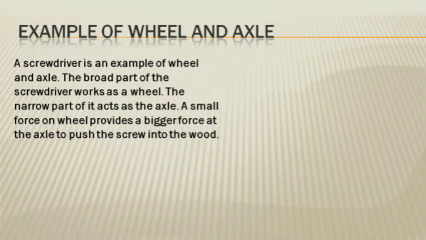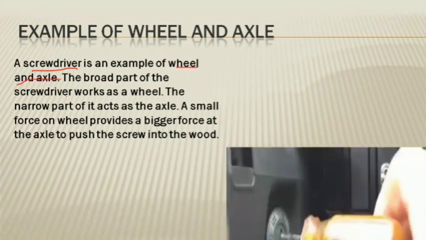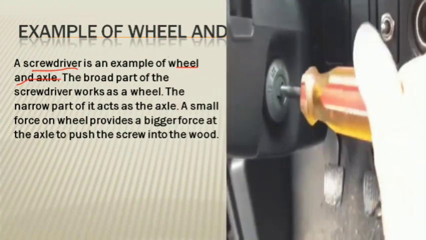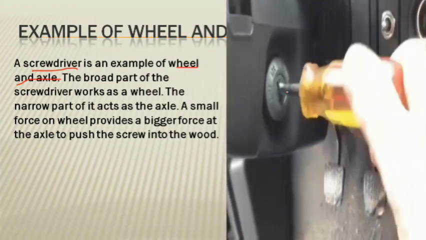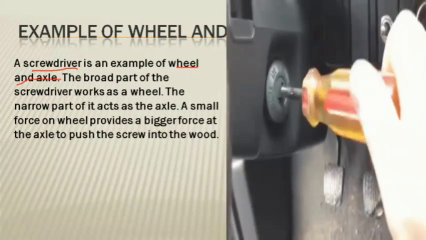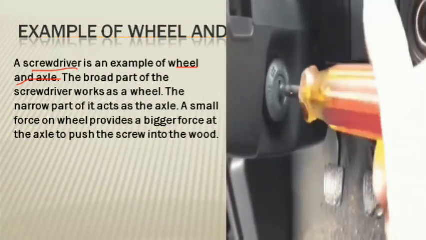Number one, a screwdriver. Do you know the screwdriver? Yes, it is used to drive the screw in the wood, in the wall, and any other substance. In machines also, so that is a very good example of wheel and axle. So how does it work? Let's see here. This is a screwdriver. This is the broader part and this is the smaller part. This is the wheel, which is the broader part, and this is the axle, which is the smaller or narrow part.